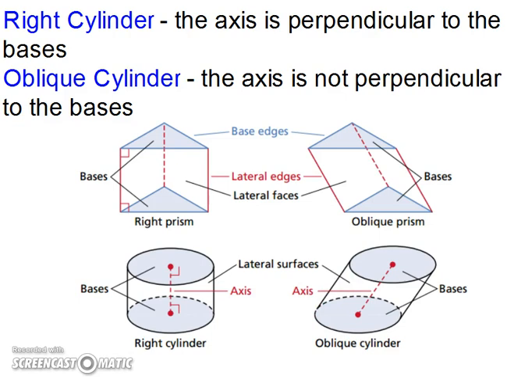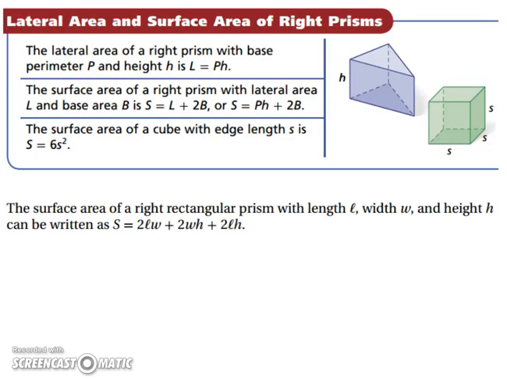Well, let's look at how to find the surface area. In this case, we're going to do lateral area and surface area of right prisms. The lateral area of a right prism with base perimeter P and height h is L equals P times h. So if you look at this figure over on the right, the perimeter of your base would be the sum of the three sides, since it's a triangle, and then you multiply that by the height. That will give you your lateral surface area, the surface area that's kind of going up and down in this figure.